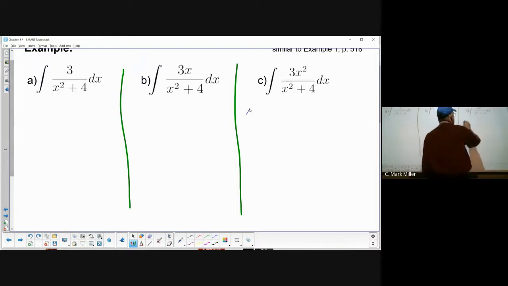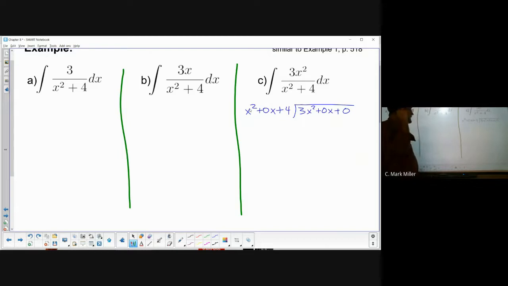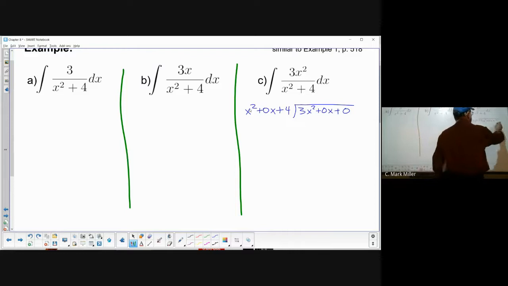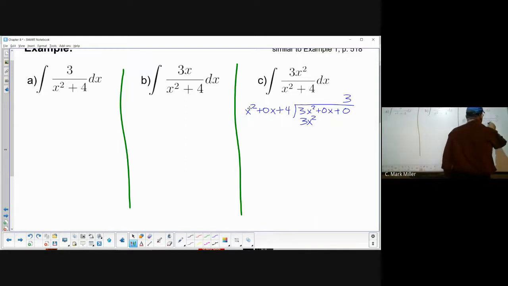Okay, so you're going to do x squared plus 0x plus 4 divided into the numerator, 3x squared plus 0x plus 0. We did this yesterday. What do you have to multiply x squared by to get 3x squared? A 3. 3 times x squared is 3x squared. If those two aren't the same, you did something wrong. 3 times 0x is 0x. 3 times 4 is 12.